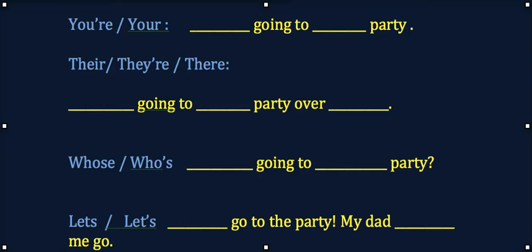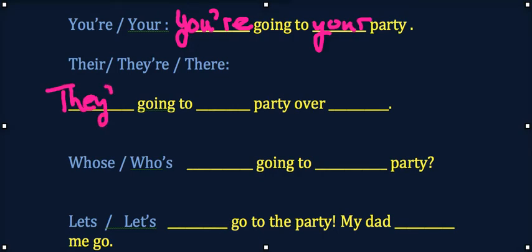All right, now here are the answers. You're going to your party. What you're saying is you are going. So there we want the apostrophe, the contraction. You're going to your party. And same pattern. You're saying they are going. So it's they're going to their, the possession, their party, over there, the direction.